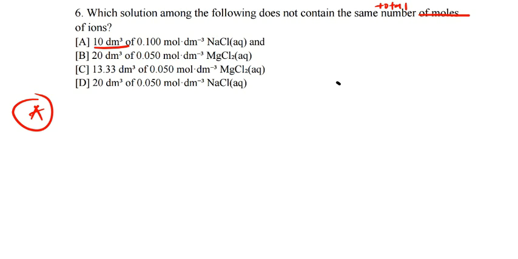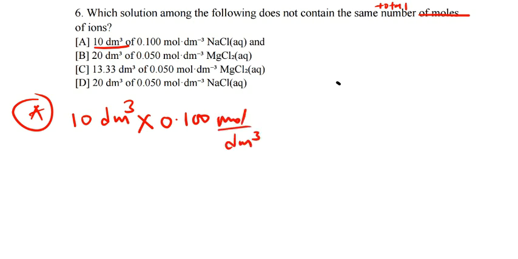So we have 10 decimeter cubed multiplied by 0.100 moles per decimeter cubed. So a decimeter cubed will definitely cancel out, so that you just remain with the number of moles. So let's multiply that. We see 10 multiplied by 0.1, that gives us 1 mole. The decimeter cubed will just cancel out.